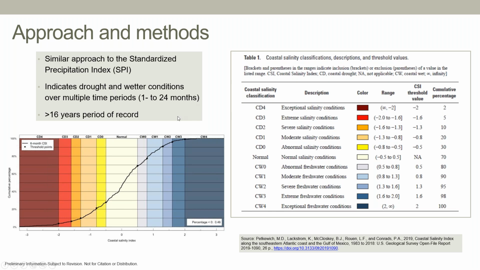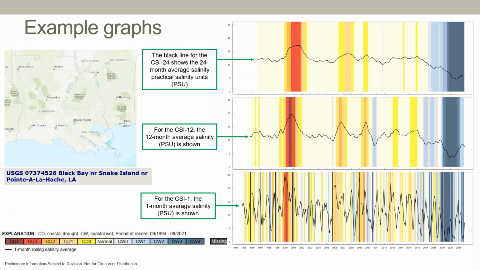Now, for calculation purposes, the greater the number of years of data, the better. The standardized precipitation index uses greater than 30 years of precipitation data for their calculations. Because salinity records aren't generally as long as precipitation data, our CSI team is focused on sites with more than 16 years of salinity data for our CSI calculations. The CSI can be calculated for multiple time intervals to characterize short and long-term conditions.